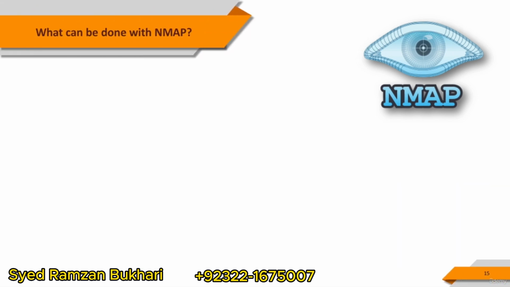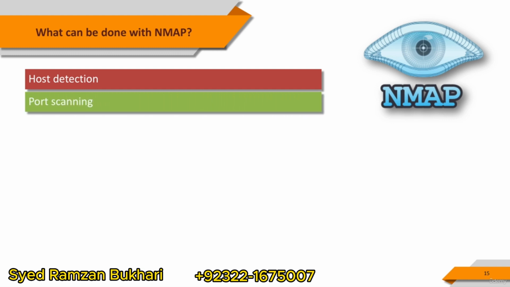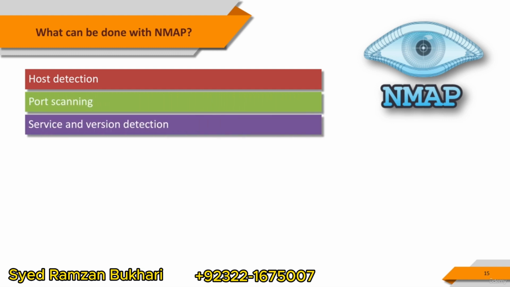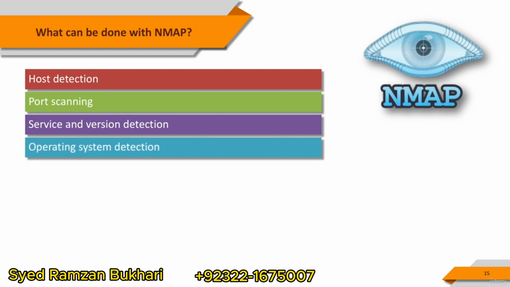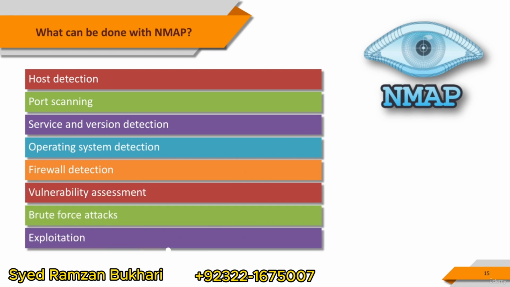Nmap uses raw IP packets in novel ways to determine what hosts are available on the network, which ports of these hosts are accessible, what services those hosts are offering, what operating systems are running, what type of packet filters and firewalls are in use, and dozens of other characteristics. Beyond all this, Nmap has its own scripting engine and allows developers to develop new modules.